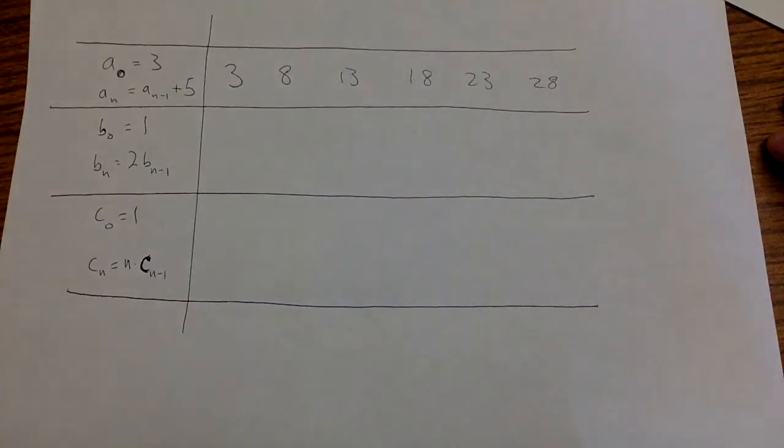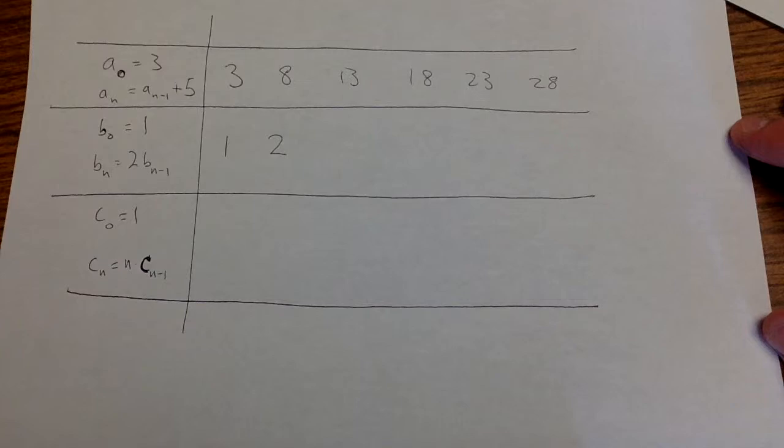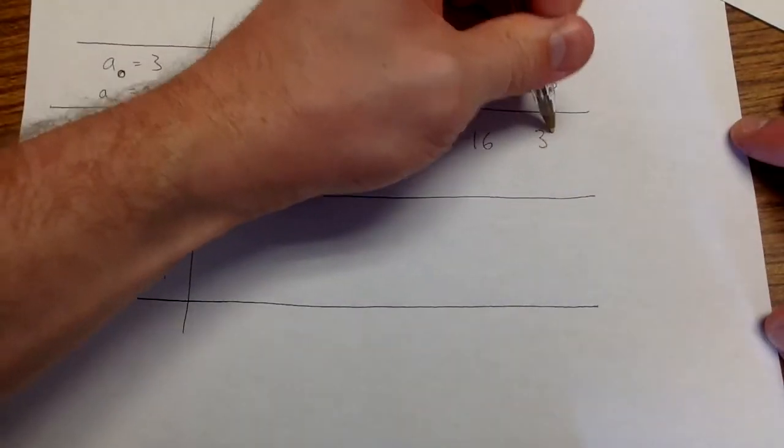For this b sequence, I can start with the number 1, and then I can take each number and multiply it by 2. So 1 times 2 is 2, 2 times 2 is 4, 2 times 4 is 8, 2 times 8 is 16, 2 times 16 is 32.